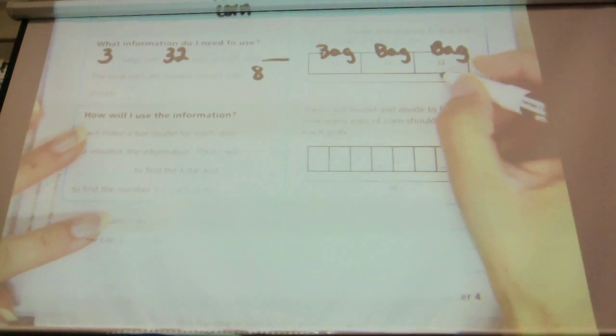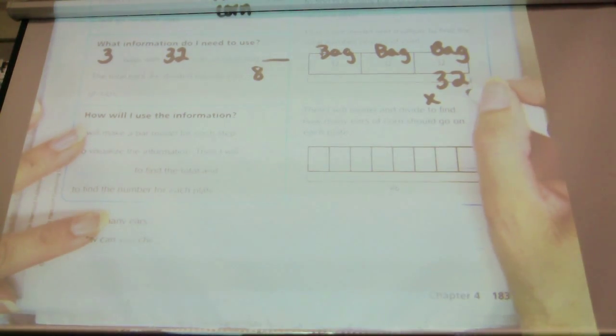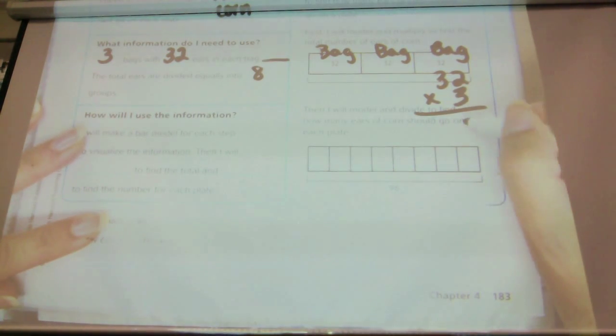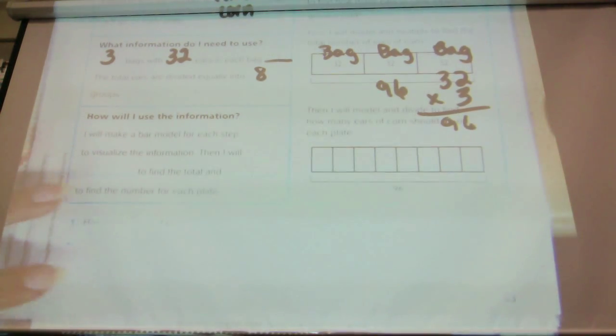So we have the number 32 times 3. And we have 3 times 2 is 6, 3 times 3 is 9, so that total is 96. Okay. Now we have the number 96. And remember, we were going to take the total and divide it into 8 groups.